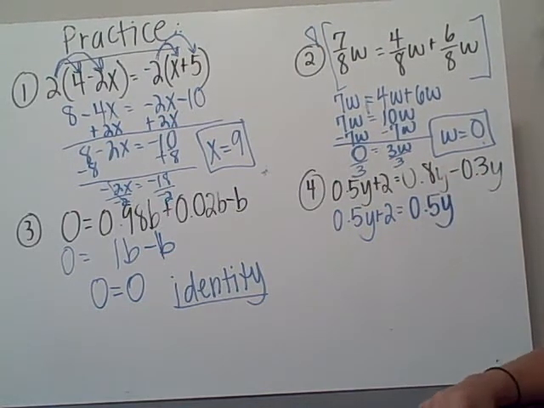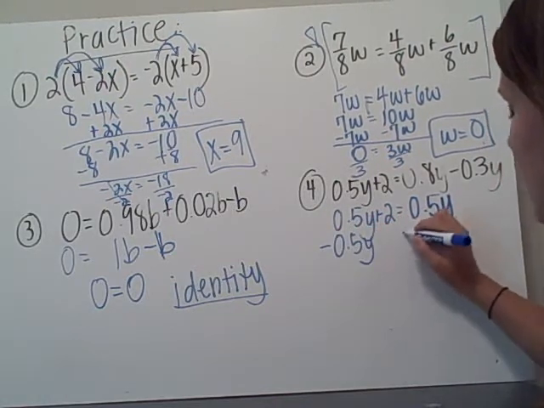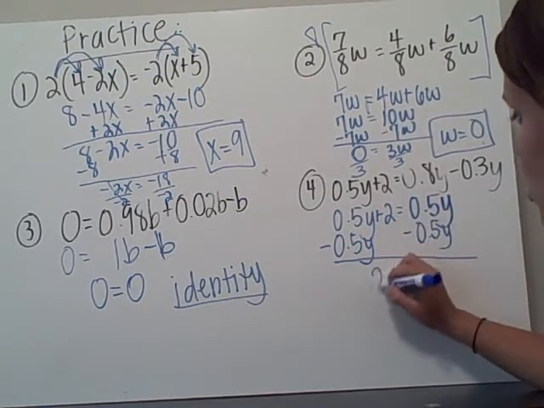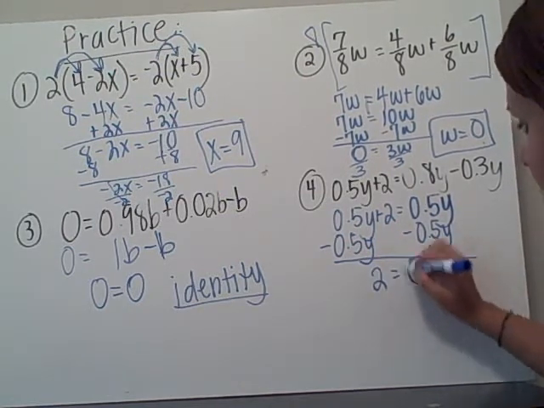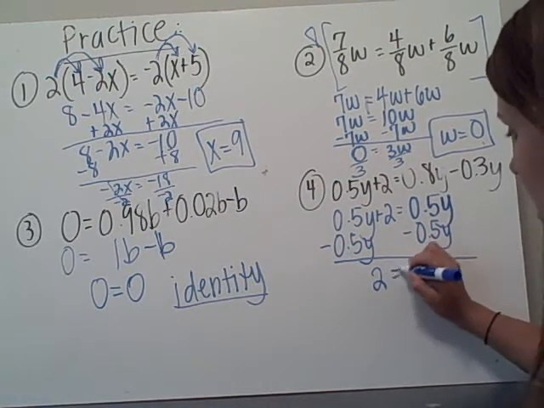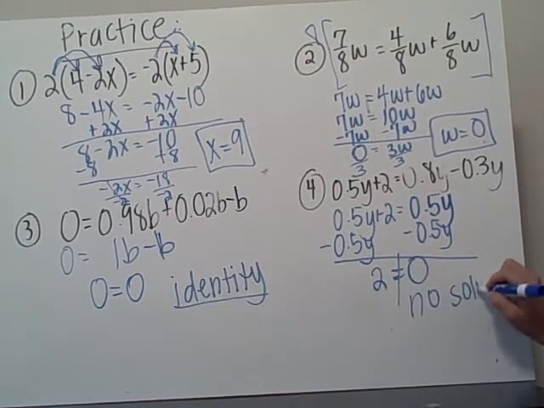I want to get my variable on both sides, so I'm going to subtract 5/10 y. I'm left with 2 equals 0. Does 2 equal 0? No, that is not a true statement. They are not equal, so it is a no solution.